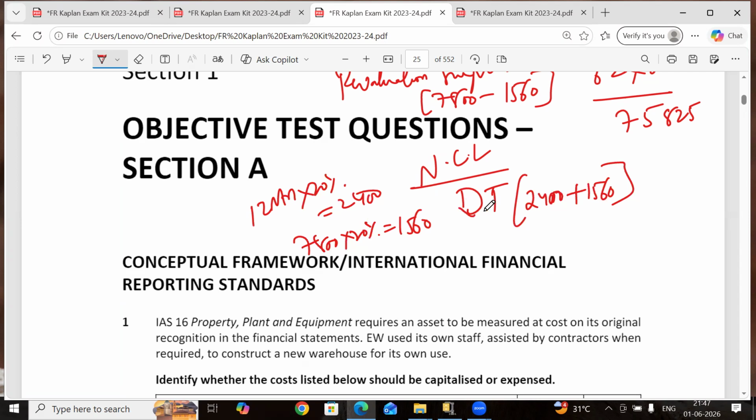The taxable temporary difference is totally 3,960. Have a look through this. So the taxable temporary difference, DTL, we have written the amount.